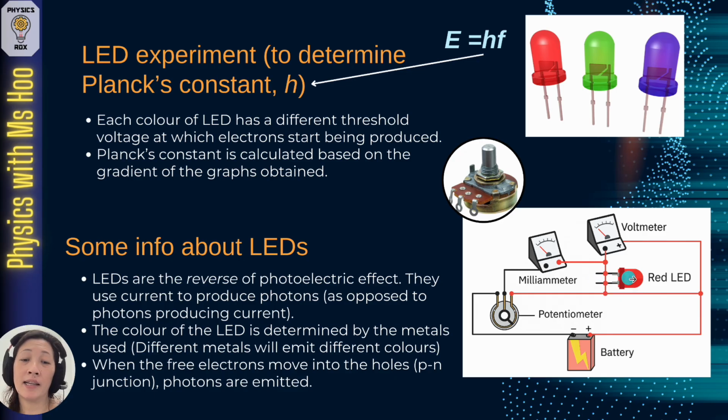The color of the LED is determined by the metals used inside the LED. Different metals will emit different colors. When the free electrons move into the holes of the p-n junction, photons are emitted. If you don't know what a p-n junction is, or what it means for the free electrons to move into the holes, I will discuss that in another video where I'll talk more about how a diode or a light emitting diode is constructed. I'm not going to discuss it in this video because it will take quite a long time. Instead, we're just going to go straight into the LED experiment.